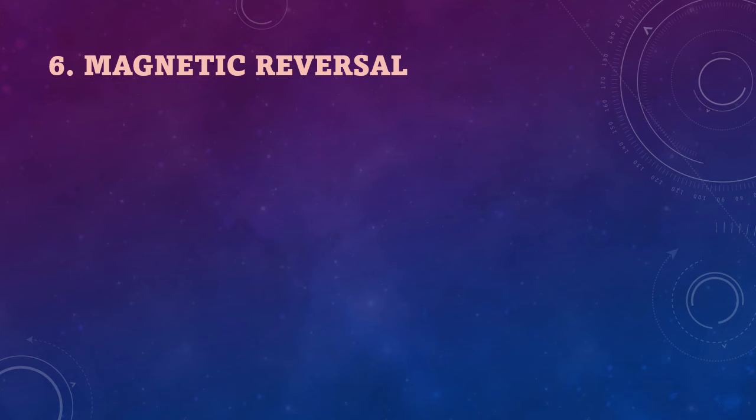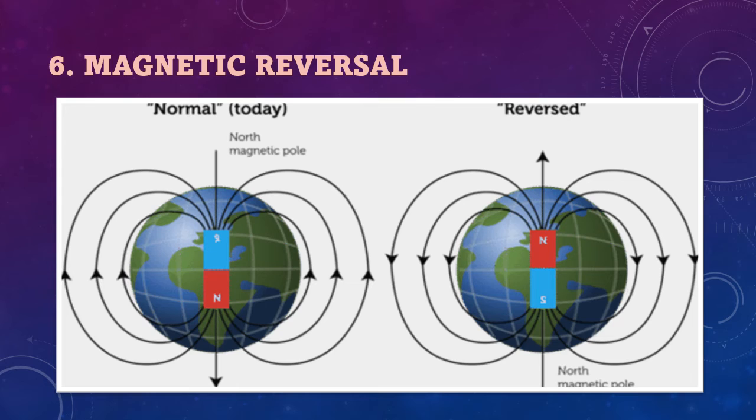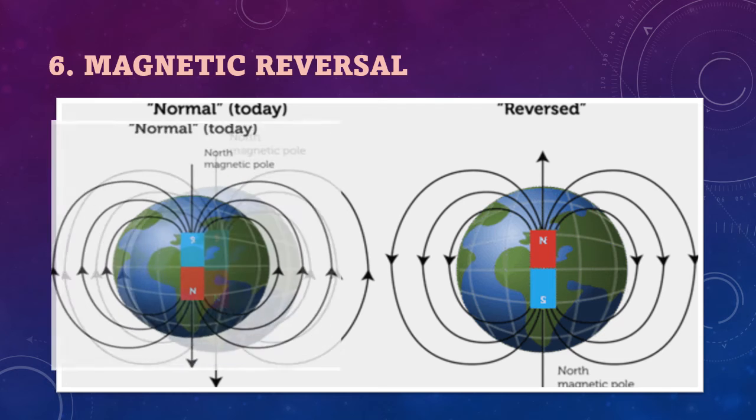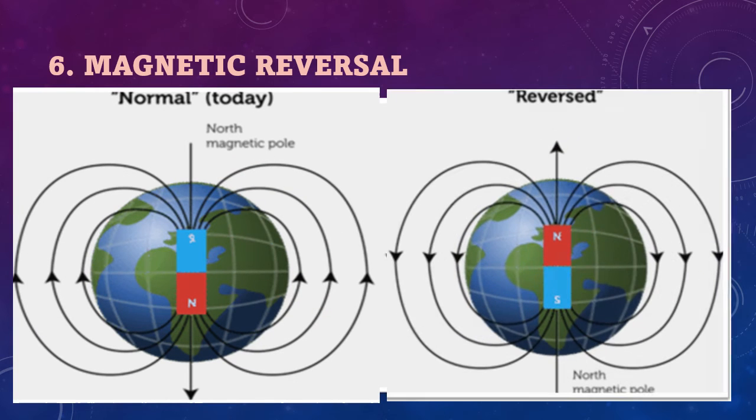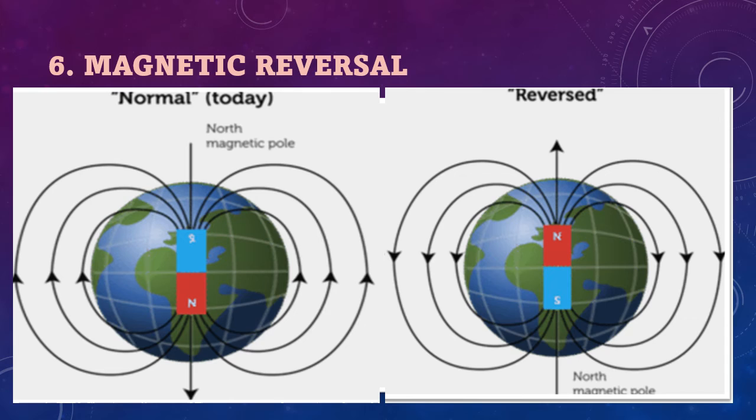And the last evidence is about magnetic reversal. Also known as magnetic flip, it is a process by which the North Pole is transformed into the South Pole and vice versa. In the last 10 million years, there have been, on average, 4 or 5 reversals per million years.